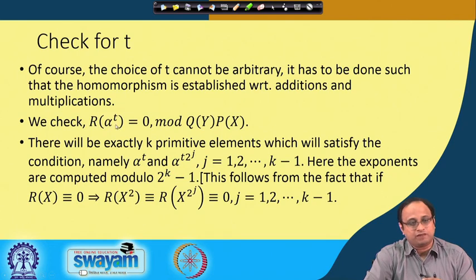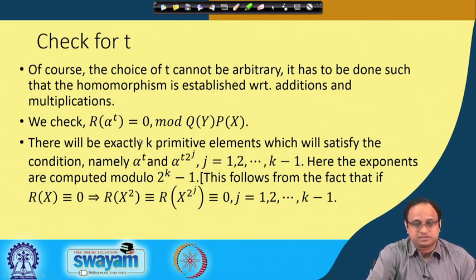So there I plug in alpha to the power of t. This should not be 0, but if I do mod of Q by P(x), then I should get 0. Okay. Exactly in the same way as we have discussed previously. So now there will be exactly k primitive elements which will satisfy this condition. So this is an important criterion to help us prune and get the choice of t.